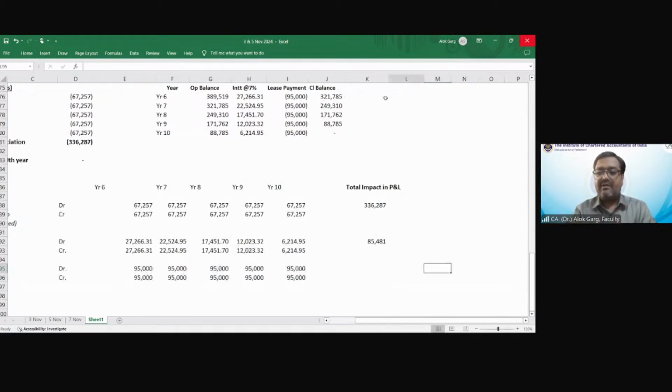P&L impact कितना होगा इसका total, right? What is the P&L impact of this transaction, lease liability to bank? Sir, why will this go to P&L? Why will this go to the P&L? That I was asking that question. Okay. No P&L impact. We are paying the liability. Okay. So the total P&L impact in the 5 years after modification is 421,768. Okay.